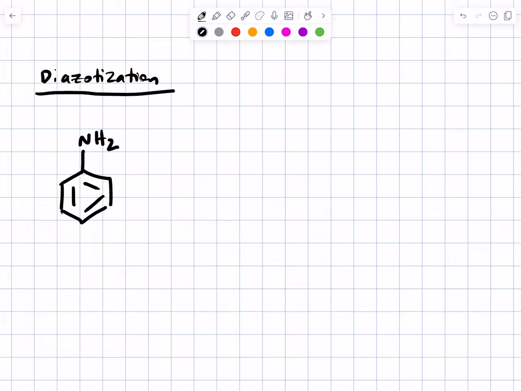So the conditions for running this reaction is going to be a reagent that you haven't encountered before, sodium nitrite, that's NO2 rather than NO3, and HCl.